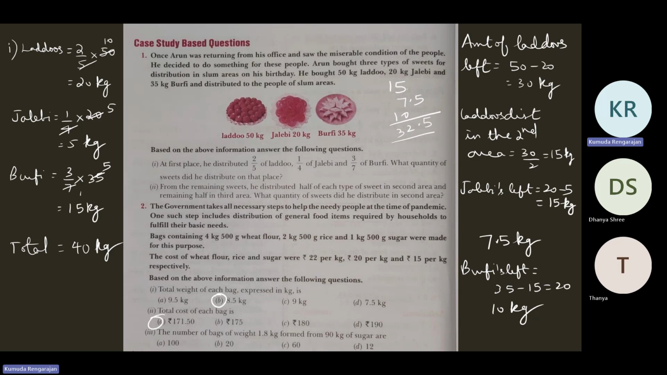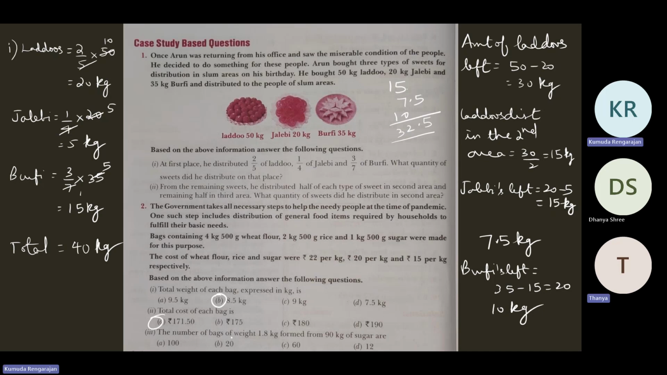90 divided by 1.8. Tell me the answer. Ma'am, is it 50? 50? Yes, ma'am. No. 90 divided by 1.8. Is it 1.8 or 1.4? Oh, yeah. 1.8. No, yeah. 50. 18 fives are... yeah, 50. Correct.